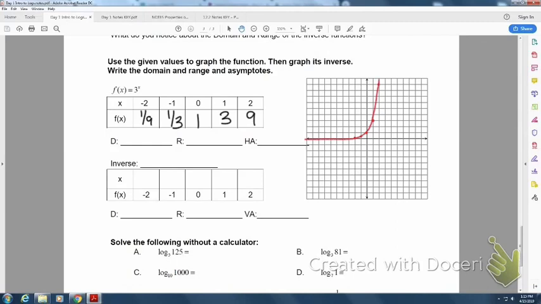What's my domain for the exponential? What's my range? Zero to infinity. What is my horizontal asymptote? Y equals 0.